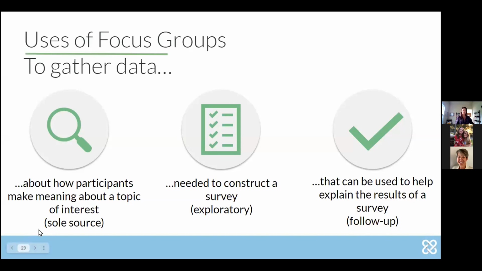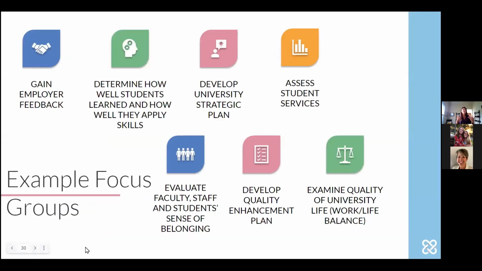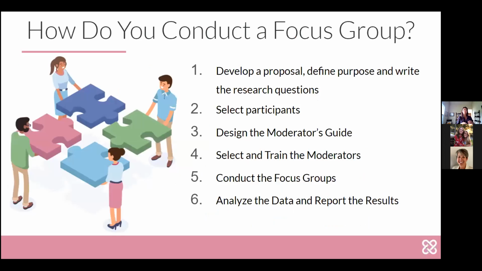You just have to think about your project and what you want to know. Here are some examples of different focus groups. We have done it to gain employer feedback about our students, which is very interesting. Another one is if you're thinking about a strategic plan for the university. Usually we talk about surveys, but sometimes you can do focus groups to dig deeper and really get at the meaning behind some of those numbers. And you can see here too, we've used it for accreditation. We've used it for quality of university life, work-life balance.